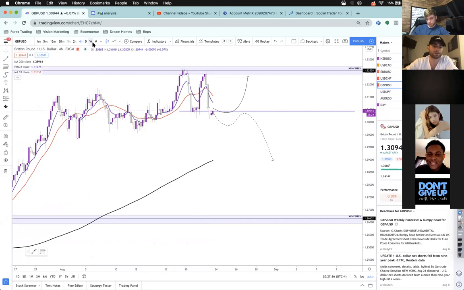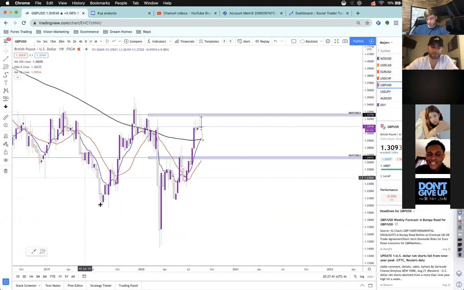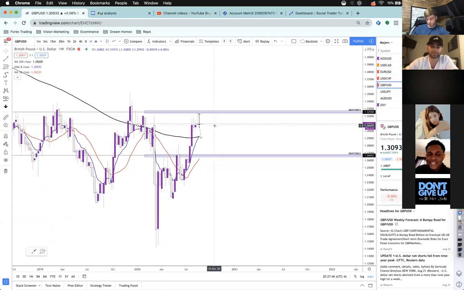And then we've got GU, weekly time frame, overall very bearish. Made this lower low, made this lower high, retest this low. Now we're back, retesting this high.